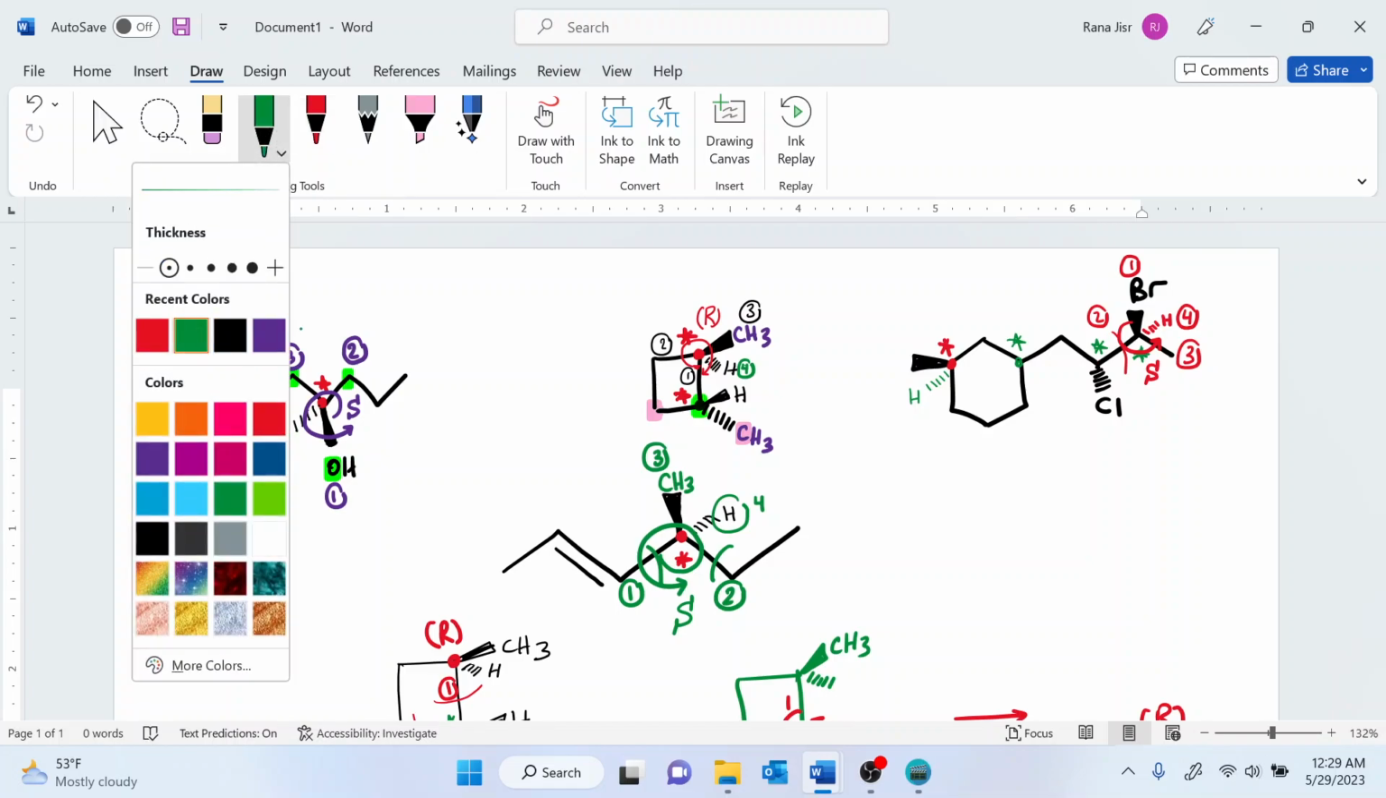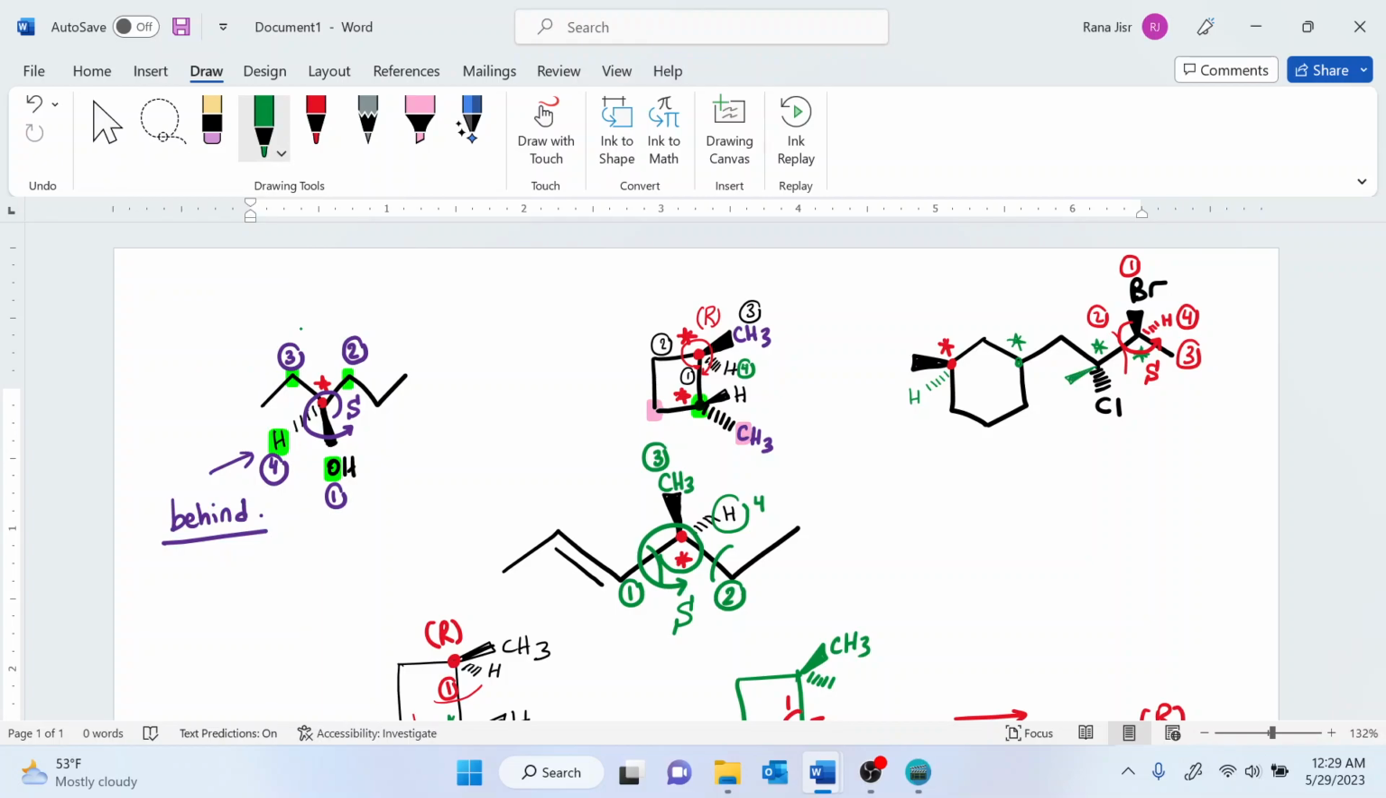Now for the second one, this is going to be my hydrogen, which is in front. So here, this is a priority group number 4, which is in front. The chlorine is going to be priority number 1 for that chiral center. And then number 2 is going to be on the side, and number 3 is going to be on the side. So this is going to be 2 over here. I'm using the green color for this one. And then this is going to be 3.